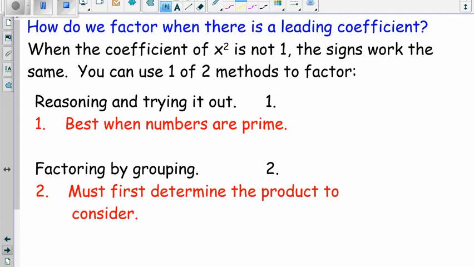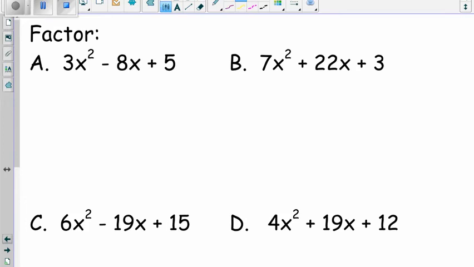So a lot of times when you're reasoning with factoring, it's best if your lead number in front of the x squared is a prime number. That makes it easier because there's only one way to get a prime number by multiplying two numbers together. Factor by grouping, determine the product to take place. So let's take a look. So the nice thing is this is prime. So I'm going to do this one a little bit the faster method.